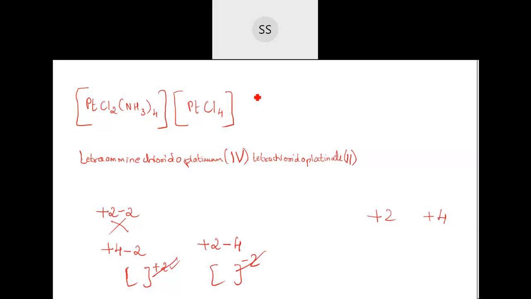So that one complex gets a positive charge and the other one gets a negative charge, and both of them should be able to cancel out each other to give you this neutral double complex. Yes, over. Now I'll go for the next part.